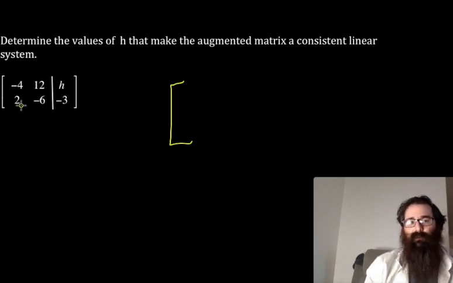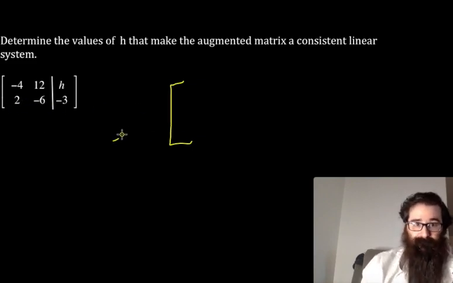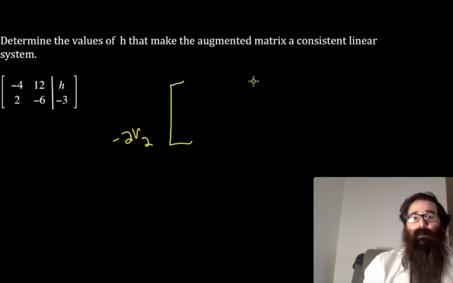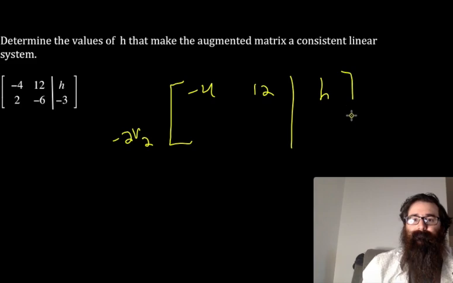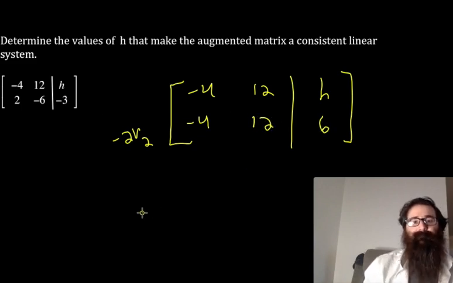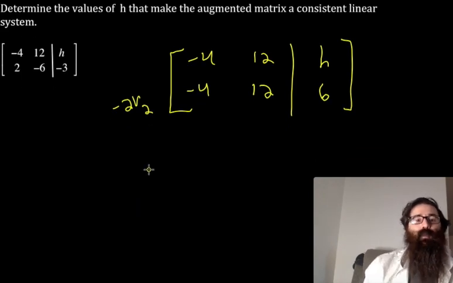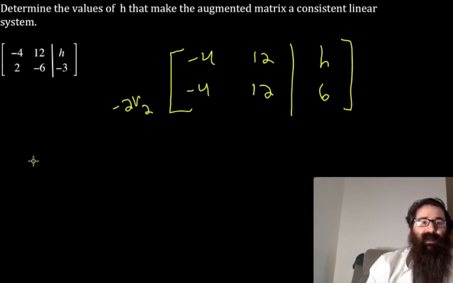And here I could scale row 2 by a negative 2. So let me rewrite row 1. Just rewriting row 1. And then scaling row 2, negative 2 times 2 gives me negative 4, negative 2 times negative 6 gives me positive 12, negative 2 times negative 3 gives me positive 6. Now I can start working through some row reduction, and in fact, I can work in row 2, replacing row 2 with row 2 minus row 1.